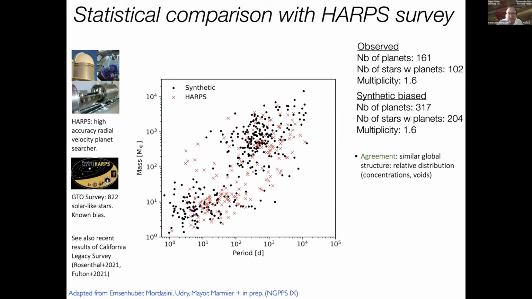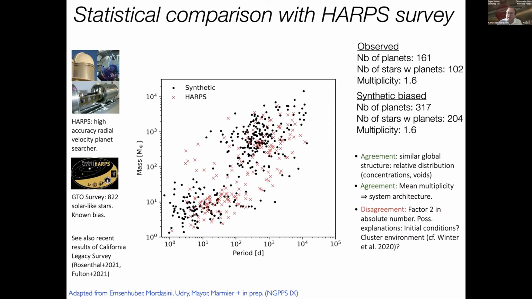So I think you see a certain agreement. There is a cluster here, there's a cluster here, so there's a similar global structure. And the mean multiplicity is also the same, which is important because it's a proxy for system architecture. But there's, of course, also this factor of 2 in absolute numbers, which could be an effect of initial conditions, for example. We also see a disagreement here: we don't have hot Jupiters. That's maybe because we don't include quasi-scattering plus tidal circularization in this model. So this is an indication that the model cannot capture this physical effect.